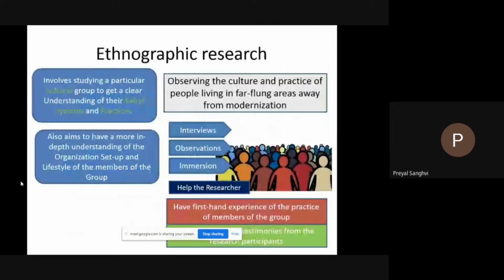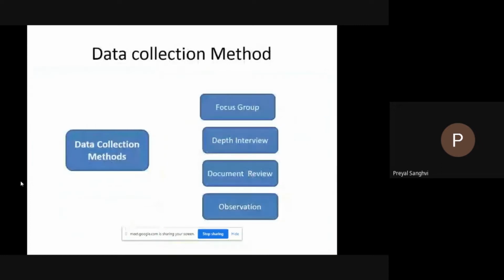Next, we are going to discuss the data collection methods. If we want to collect qualitative data, how are we able to collect it? That we are going to discuss. We can use different methods for data collection. The first method is the focus group. Second, we can use depth interview. The third is document review, and the fourth is observation. So these are the different data collection methods that we can use.